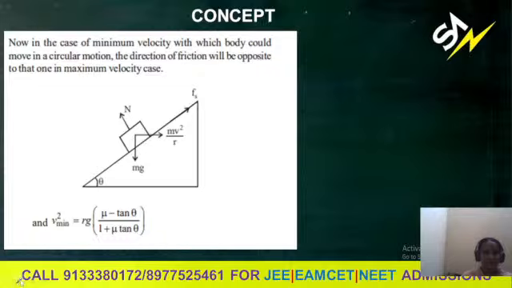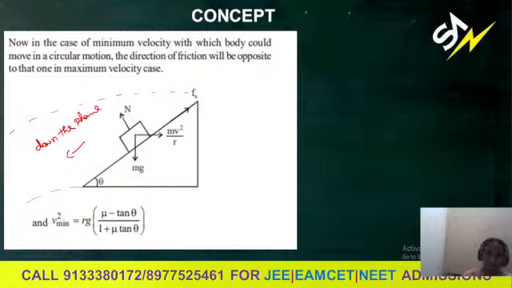Next, we can see the case of minimum velocity with which a body could move in a circular motion. It is also on a banked road only. When the vehicle has the tendency to move down the plane, while traveling down the hill station, friction will act opposite to the direction of the vehicle. Now friction will act up the plane.